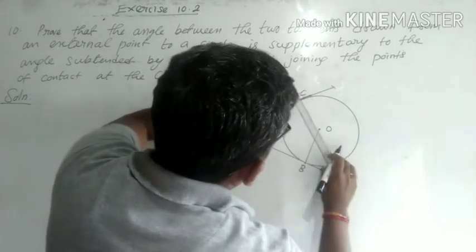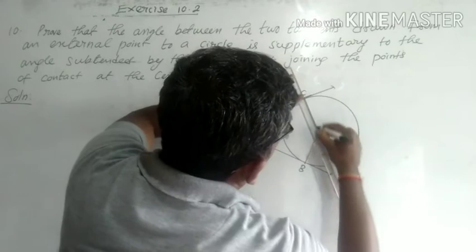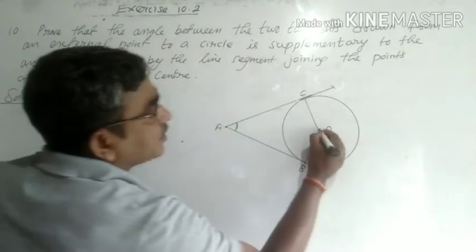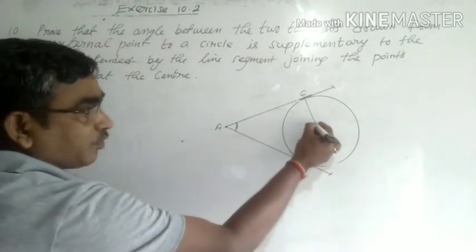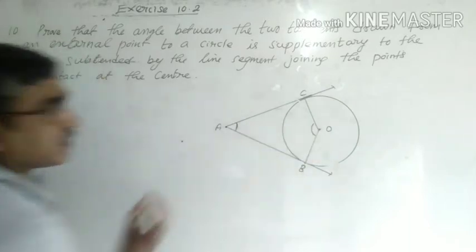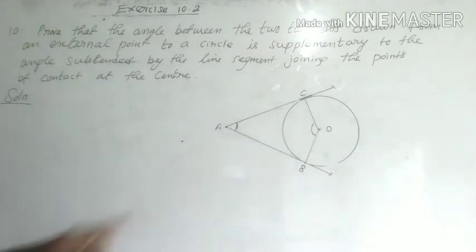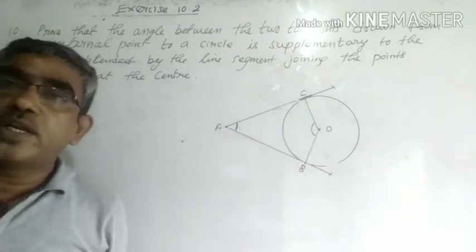If you join the points of contact and the center, you will get another angle. This is one angle. This becomes another angle. Now here another angle is formed from the points of contact to the center. The two angles are supplementary. We are required to prove that these two angles together are 180.